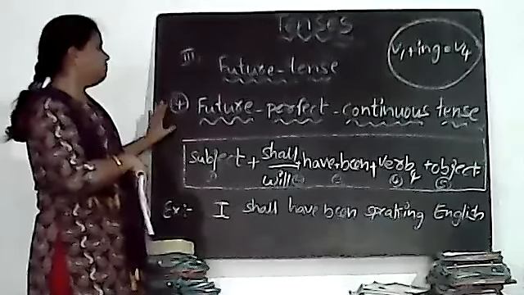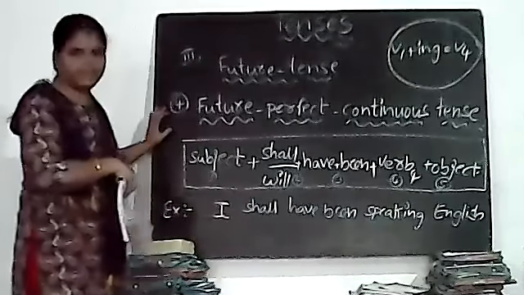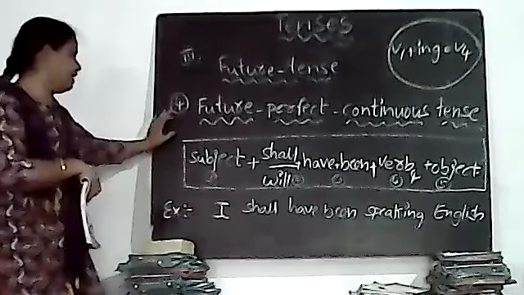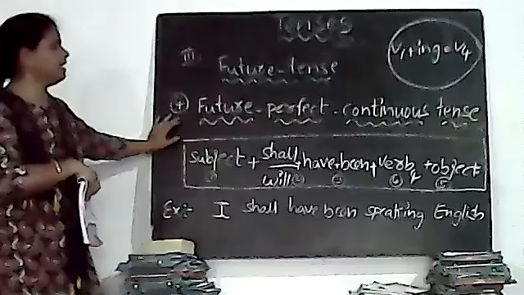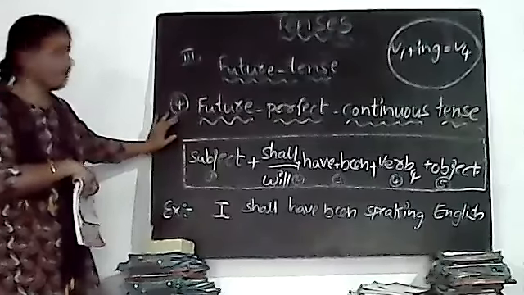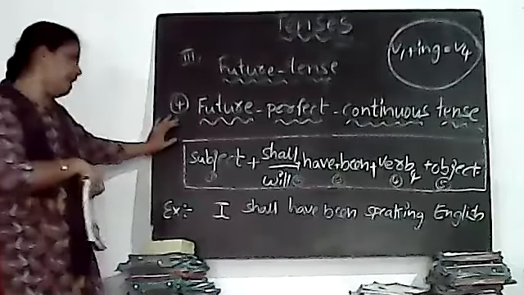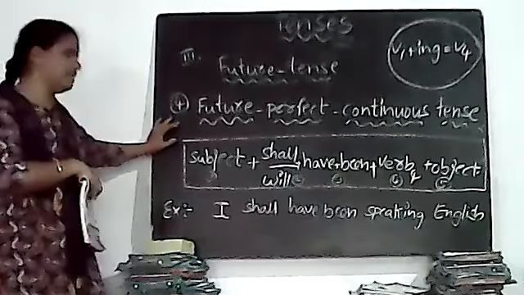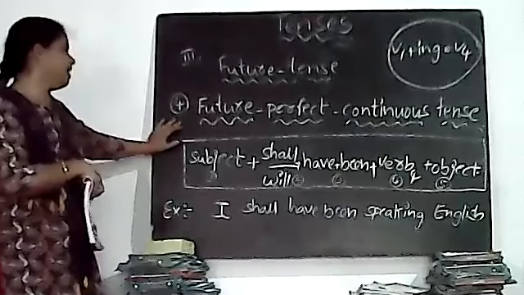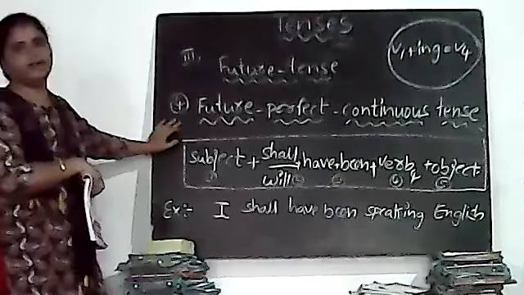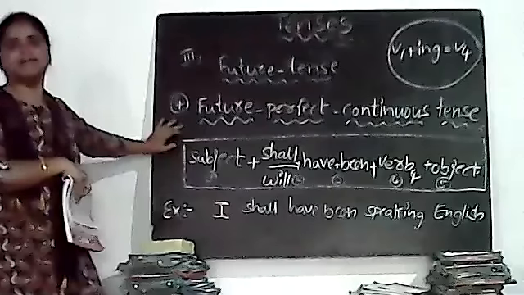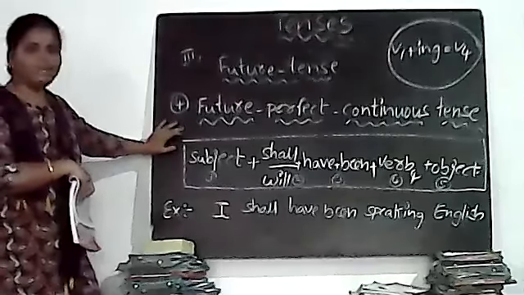Fourth part, future perfect continuous tense. Once again I repeat the structure and example: subject plus shall or will plus have plus been plus verb 4 plus object. I shall have been speaking English. So this is the fourth part of the future tense. So now we finish the tense part. So total how many?